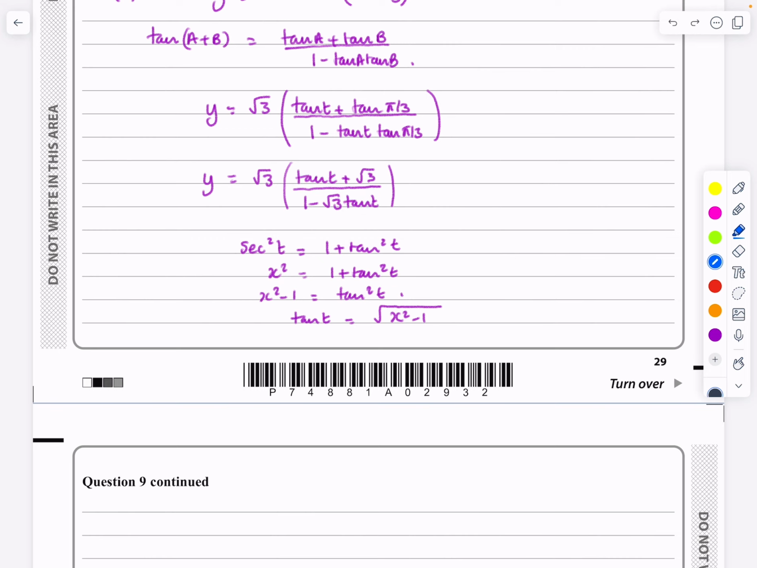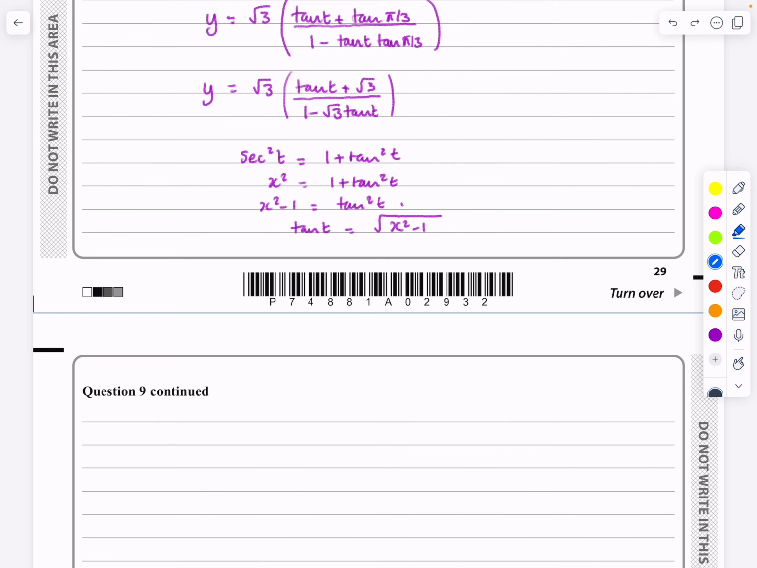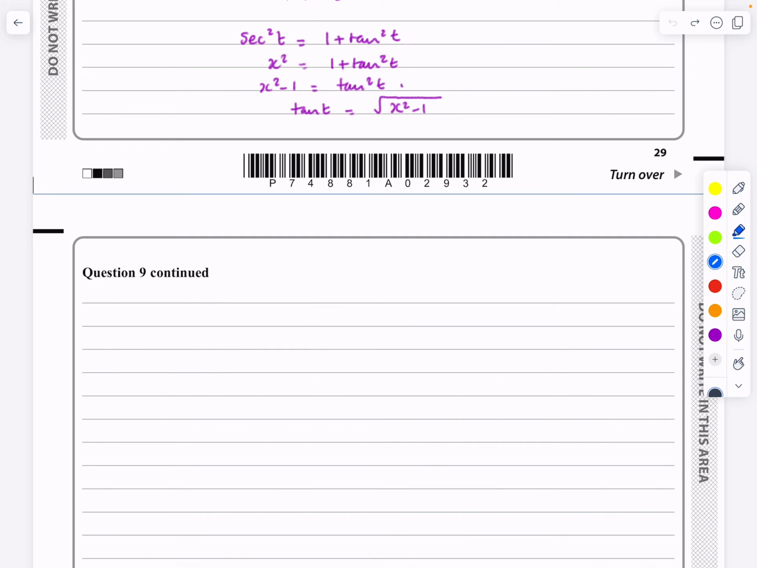Okay, so if I'm going to do that then, just be careful with all your copying errors as we're going through and doing this. So y is now going to be equal to, anywhere where there was a tan t, I'm going to put root x squared minus 1. So I had root 3, root of x squared minus 1, just be really careful with the way that you're setting this out now, plus root 3, all over 1 minus root 3 root x squared minus 1.